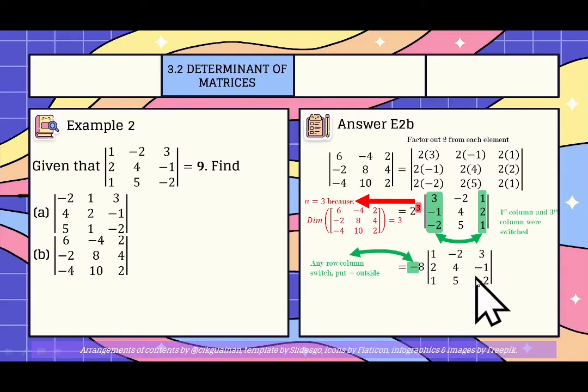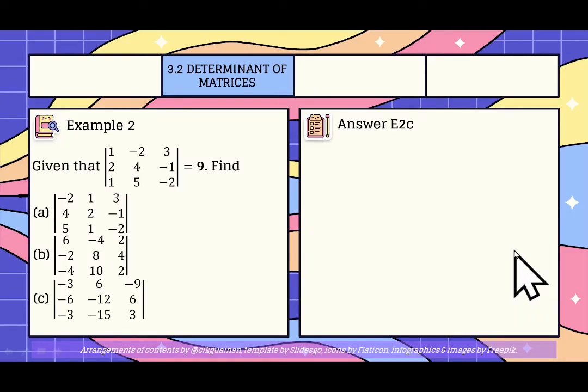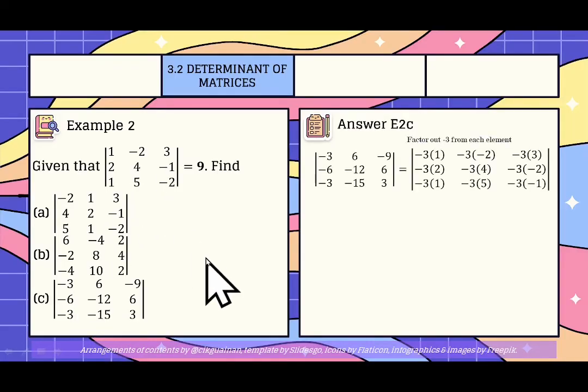When we get here, then we can substitute the value of the determinant by 9. Then we get minus 72. Okay, let's consider example 2C. How about this one? Maybe everything is multiplied by 3, minus 3 to be exact. So we factor out minus 3 from each element, and then we take minus 3 to the power of 3.